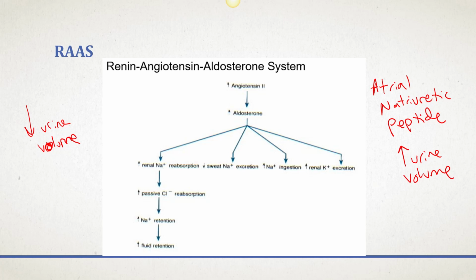Antidiuretic hormone is another one that we talked about. Antidiuretic hormone, ADH, is on this side of things. It's going to cause a decrease in urine volume. We are keeping water up in the body.